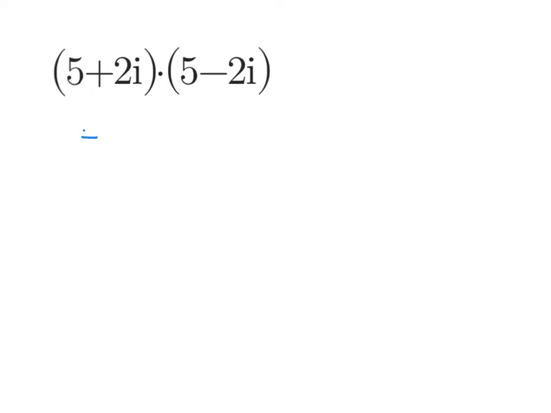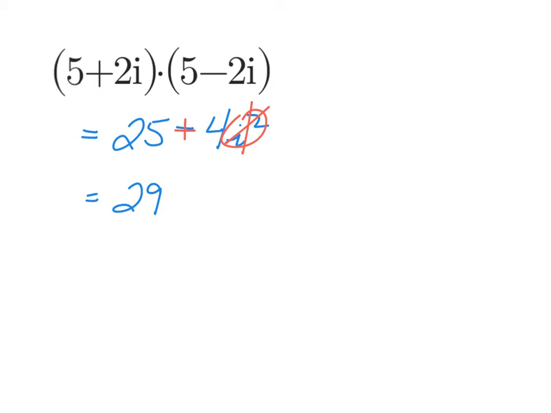Whenever we have two factors that look exactly the same except for the plus and the minus there in the middle, we end up with a difference of two squares. So 5 times 5 is 25. Minus 2i times 2i is 4i squared. Again, this i squared is going to turn into a negative 1. So instead of subtracting 4, we'll add 4, making this 29.